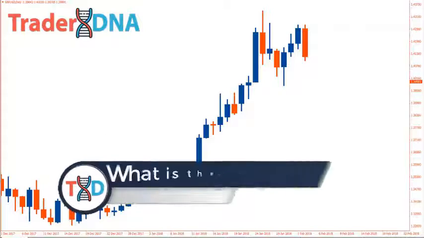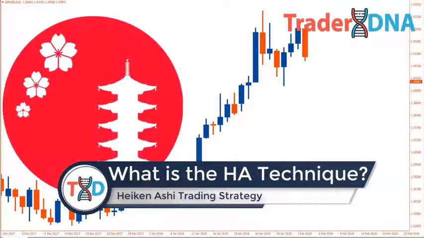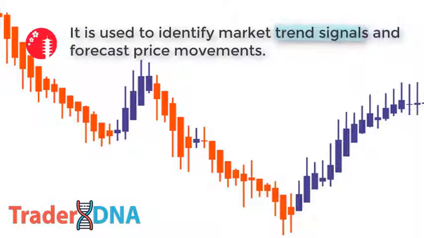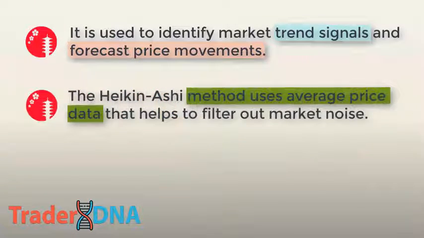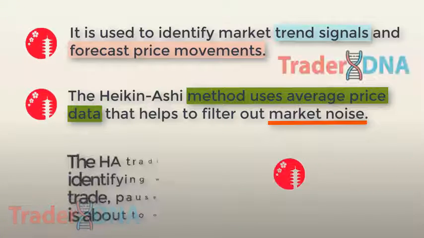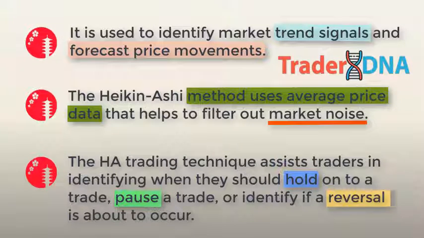And now, what is the Heikin Ashi technique? The Heikin Ashi technique is a Japanese candlestick-based technical trading tool that uses candlestick charts to represent and visualize market price data. It is used to identify market trend signals and forecast price movements. The Heikin Ashi method uses average price data that helps to filter out market noise. The absence of market noise results in a clear illustration of market trends and direction, which helps determine potential price movements. The trading technique assists traders in identifying when they should hold on to a trade, pause a trade, or identify if a reversal is about to occur.